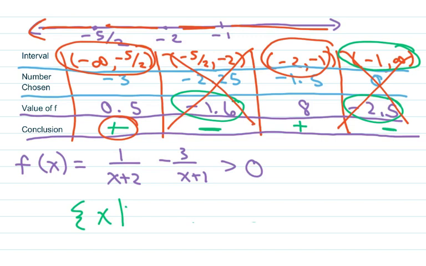All right, now let's do it right. So we have x is less than negative 5/2, or x is in between negative 2 and negative 1.